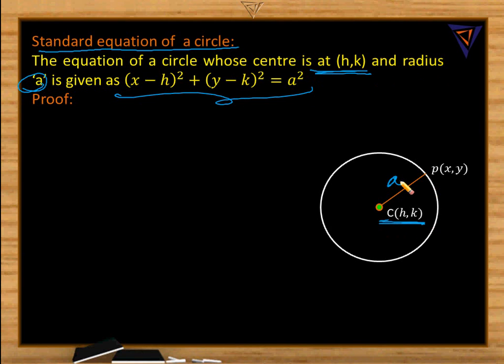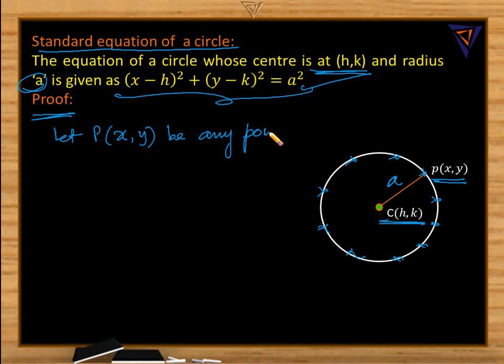To find out this equation, let us take the help of this diagram in which point P is taken as any point on the circle. You can take point P as any point on the circle, or you can take P as any point in the locus. That locus is a geometric relation existing between the points. So let P x comma y be any point on the locus. So here the locus is a circle.